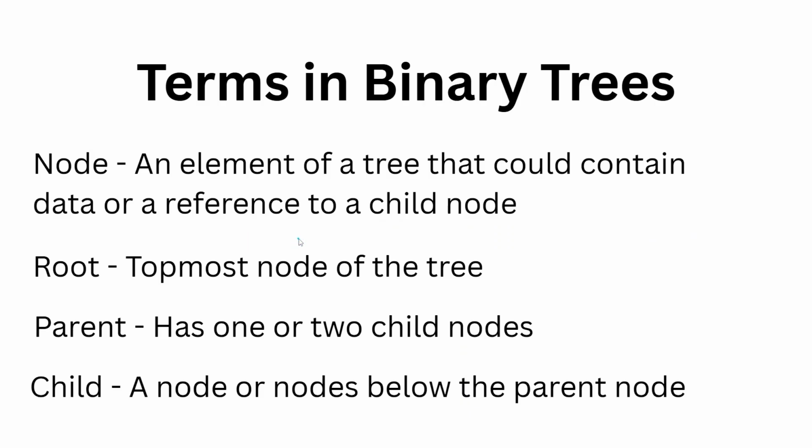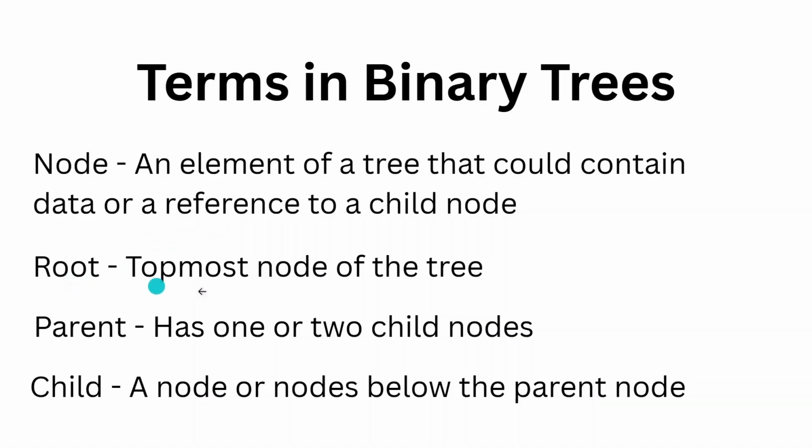This means that a node can contain a data type. It could be a string, it could be an integer, it could be a double, it could also be a boolean. And a reference essentially means a link to a specific node within a tree. Let's go with the next term.